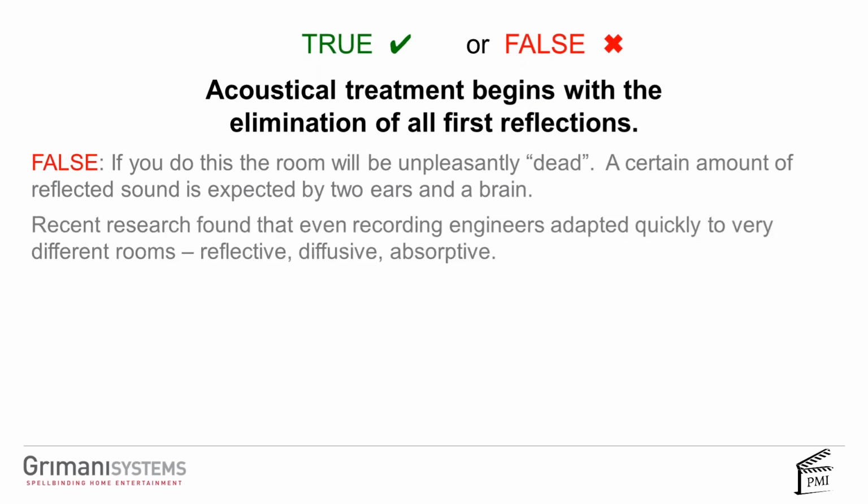Recent research found that even recording engineers adapted quickly to very different rooms: reflective, diffusive, absorptive. So you do adapt. It's really amazing. You can put a person in a room, and after a few seconds, their ear-brain process processes out the reflection.